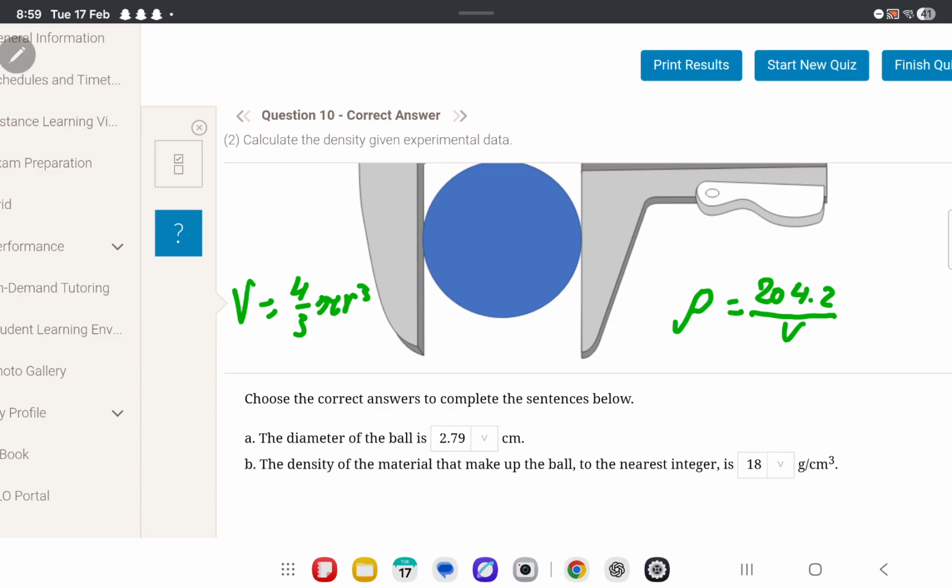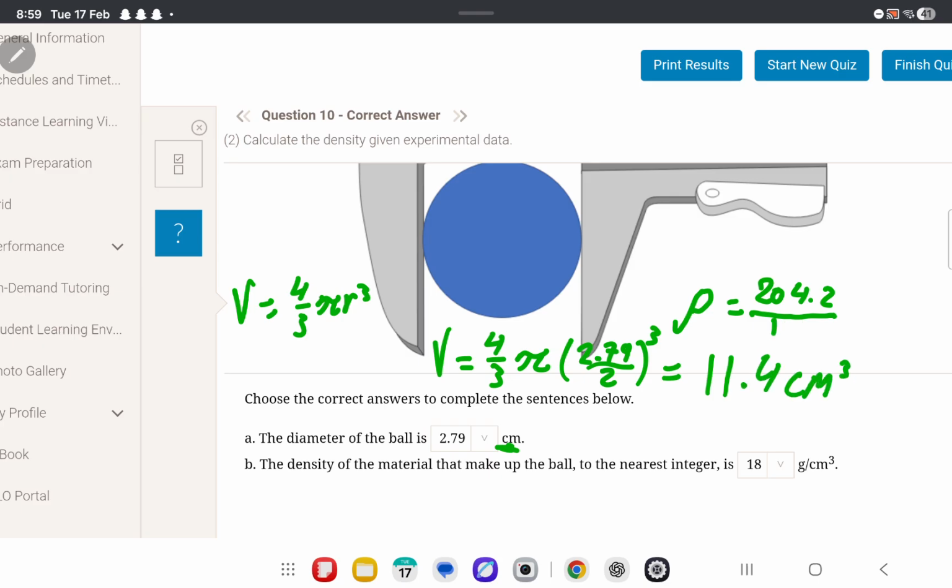Now we have pi, which is a constant. We have 4 over 3, also a constant, r cubed. Okay, so 4 over 3 pi, r is how much? 2.79 over 2, right? Now I'm going to keep it in centimeters. Why? Because my density unit is gram per centimeter cubed. So 4 over 3 pi, 2.79 over 2, because that's just r. Now close that bracket and cube it. 11.4 centimeter cubed. Now divide 204.2 by 11.4. How much are you going to get?